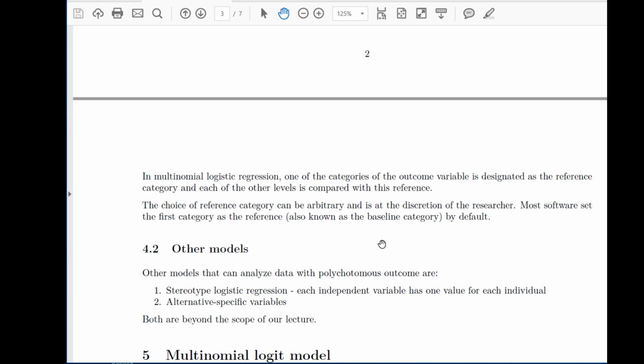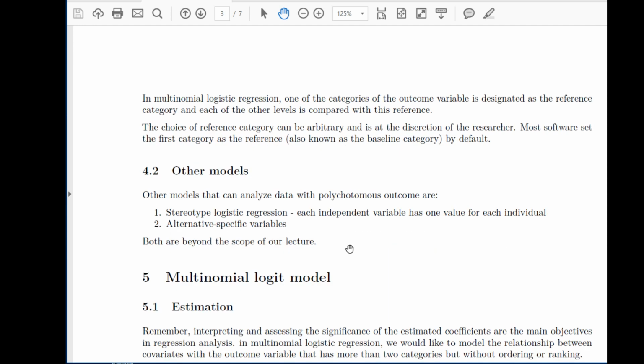Alright? Where Stata uses the least or the smallest group as the reference category. For example, if you have coded your outcome variable as 0, 1, 2, 0 will become the reference category. But in the VGAM package in R, if you code your data as 1, 2, 3, then 3 will be the reference category, the largest one. Multinomial logit model is not the only model available if you want to analyze data with multinomial outcome. You can do stereotype logistic regression or alternative specific variables analysis, but these are beyond our scope.